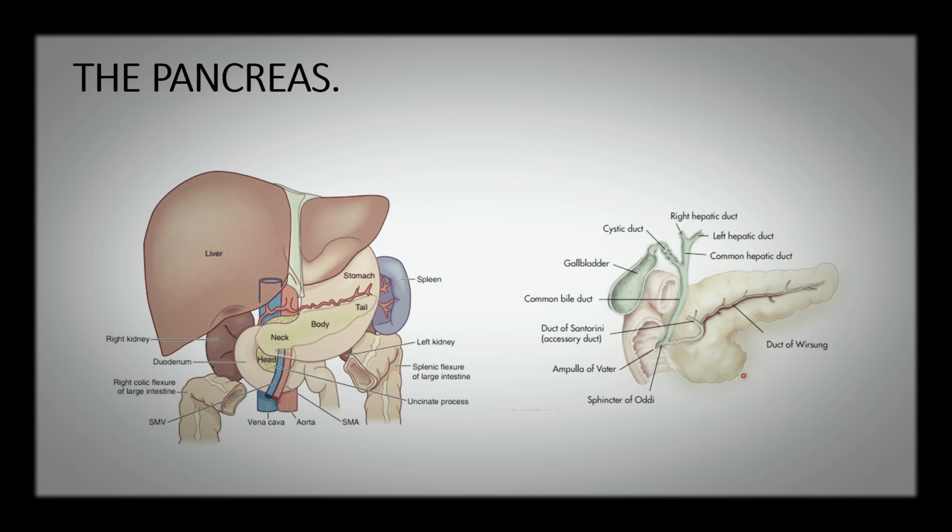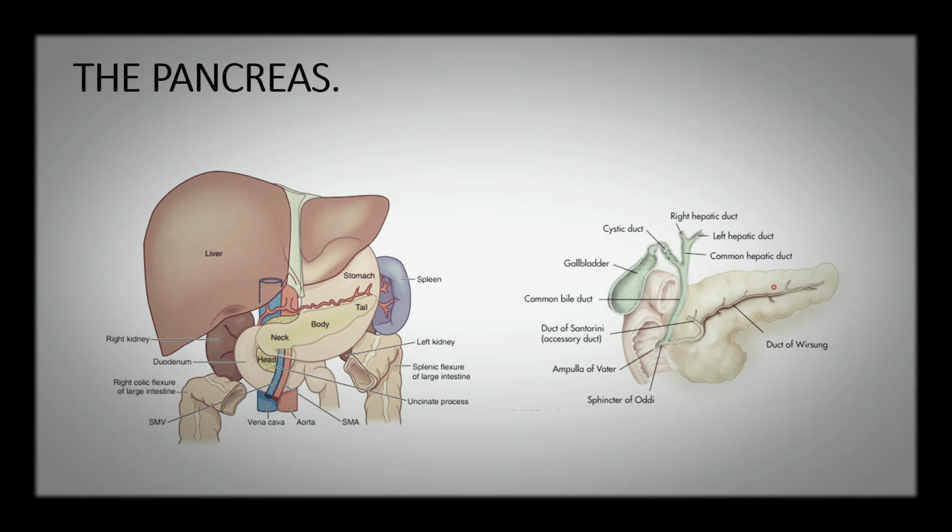Okay, this is showing us the biliary tract with the pancreas. We can see the hepatic ducts, the gallbladder, then the cystic duct forming the common bile duct, which goes through the pancreas, then pours its secretions into the duodenum around the sphincter of Oddi.